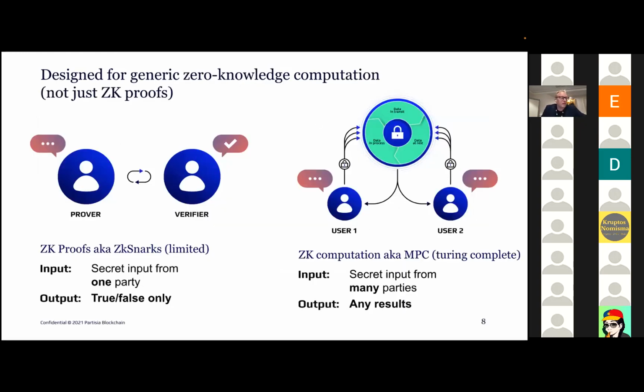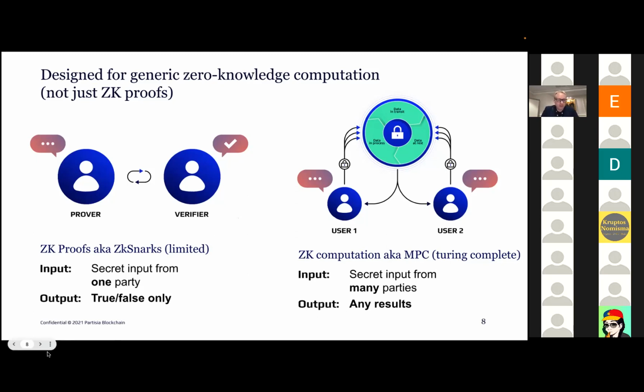So that's one of the basic choices. Another one is the whole thing about privacy, and this is about the generic zero knowledge computation, which is not just zero knowledge proof. Zero knowledge proof is a limited technology in terms of zero knowledge computation. It's limited in the sense that you only have a binary result and you only have two parties involved.